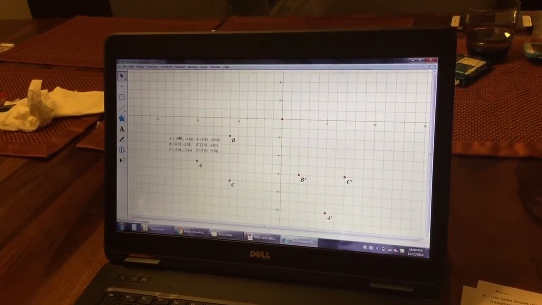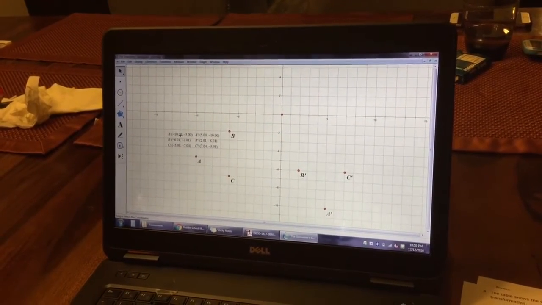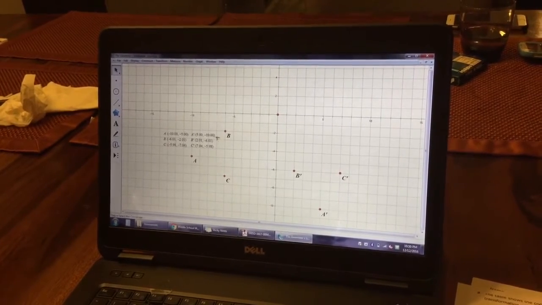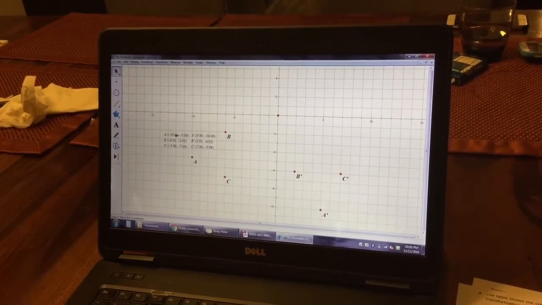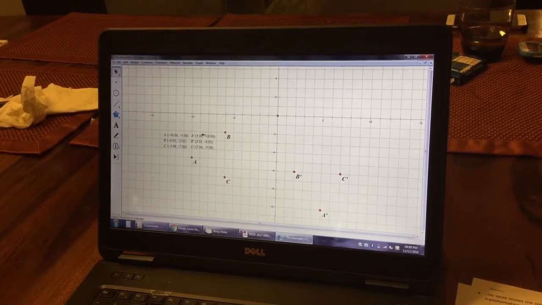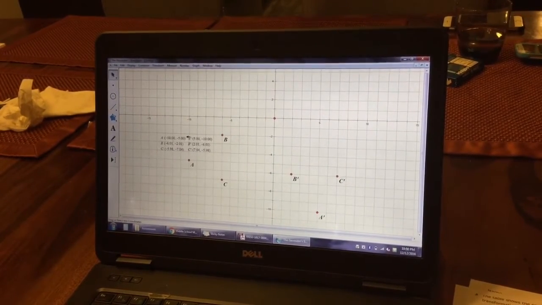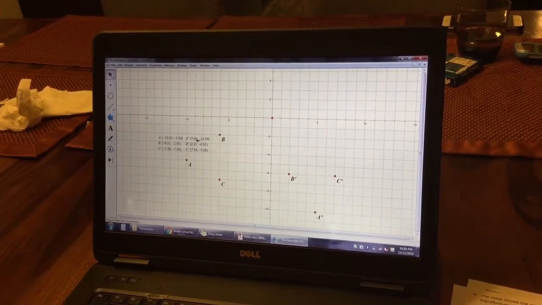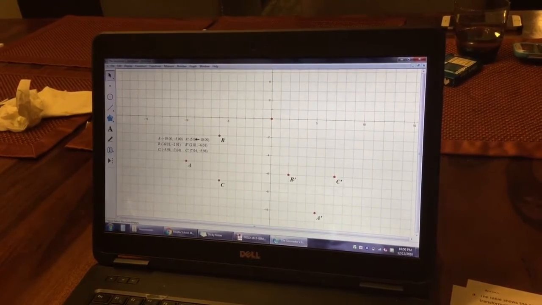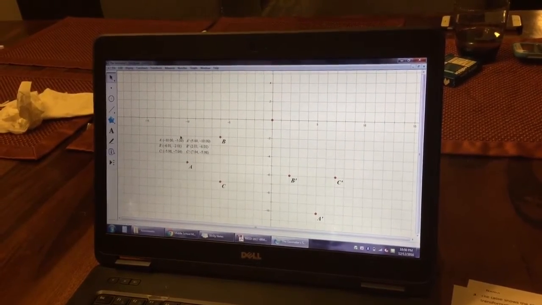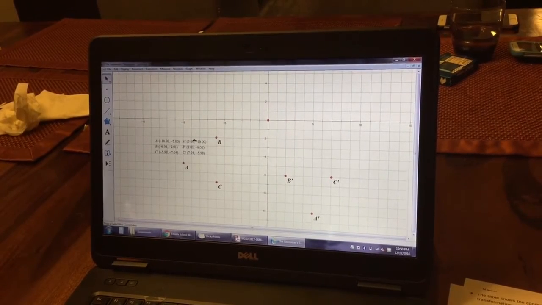Let's look at A and A prime. Notice how they switched places, the X and the Y. And then this -5 turns into +5. So I switched the order, and then the first one turns opposite. So it goes from -5 to +5.